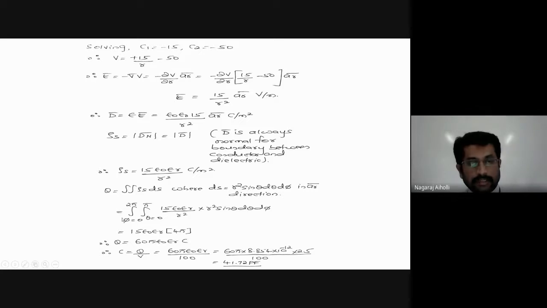Then this is further equal to, here it is a function of theta and phi. So phi varies from 0 to 2 pi in the spherical system. Theta is a half angle, it varies from 0 to pi. Then rho s is 15 epsilon naught epsilon r by r square, into r square sine theta d theta d phi.